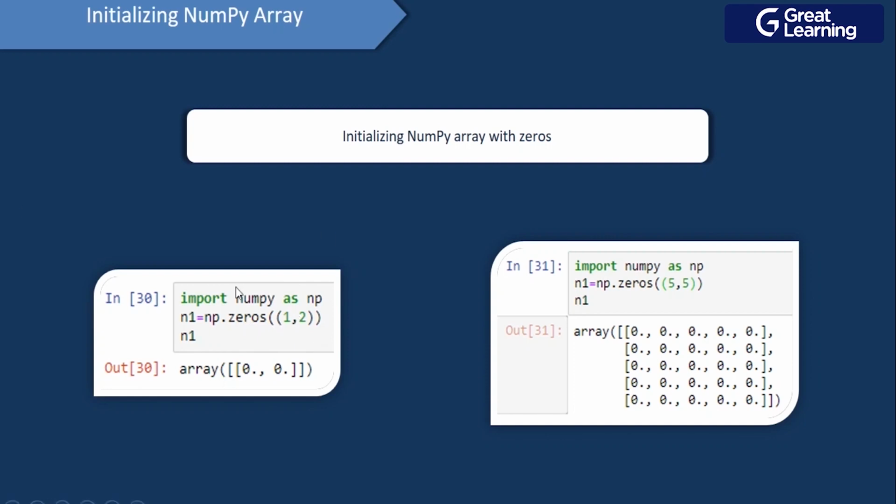So if I want to create a 1 cross 2 NumPy array where all of the values are zeros, then I can just go ahead and type in np.zeros, and inside this I'll pass in the dimensions, which is 1, 2, and I get a 1 cross 2 NumPy array where the values are only zeros. Similarly, over here, I am creating a 5 cross 5 NumPy array where all of the values are zeros. So I'll just use np.zeros, and inside this I'll pass in 5, 5.